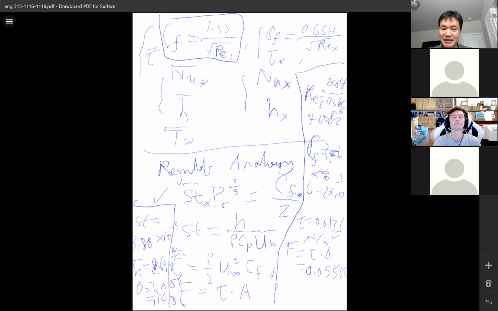I guess that's it for today, if you don't have any more questions. Quick question. Is that a 2 under the CF for the Reynolds analogy, or is that a Z? 2. Okay. Half.